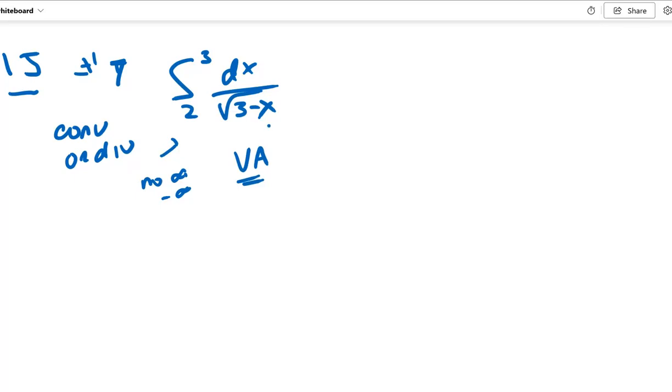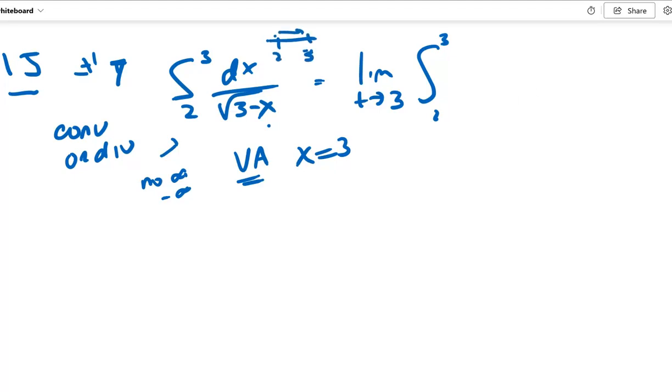I can see from the denominator that 3 makes the denominator 0. So that means at 3, there's a vertical asymptote. So I need to take the limit as t goes towards 3. And if I'm thinking just of a number line from 2 to 3, I'm going from the negative side. And then I'm going to do two things at once here.